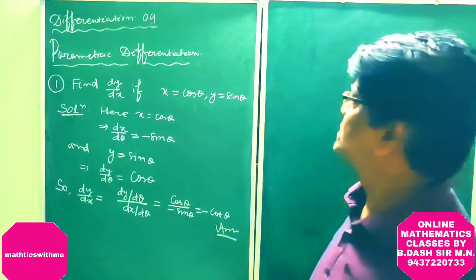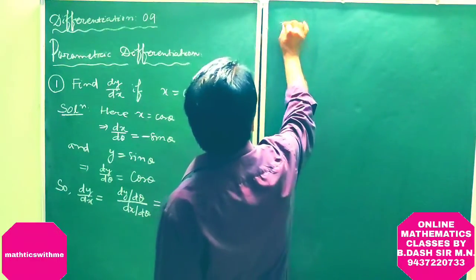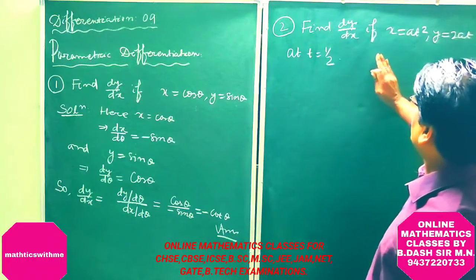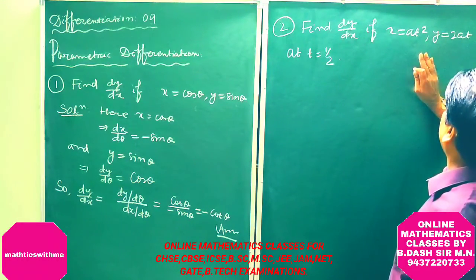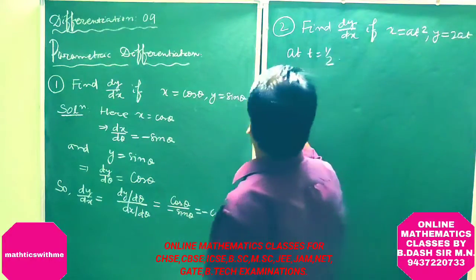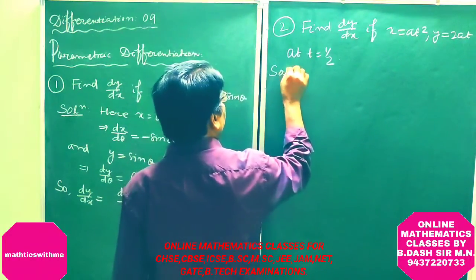Let us proceed to solve the next question. Our next question is: find dy by dx if x is equal to at square, y is equal to 2at, and t is equal to 1 by 2. Now, solution.